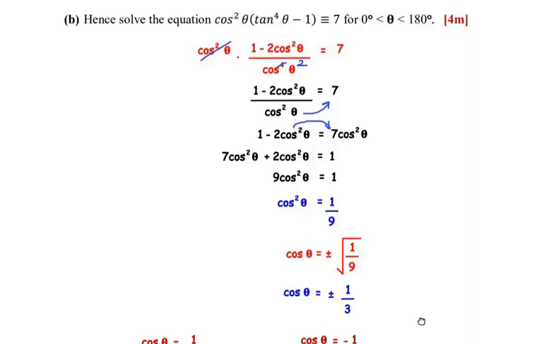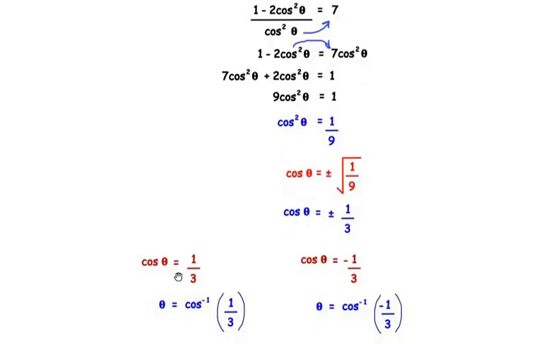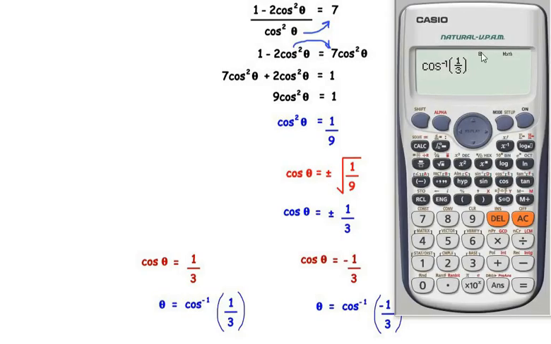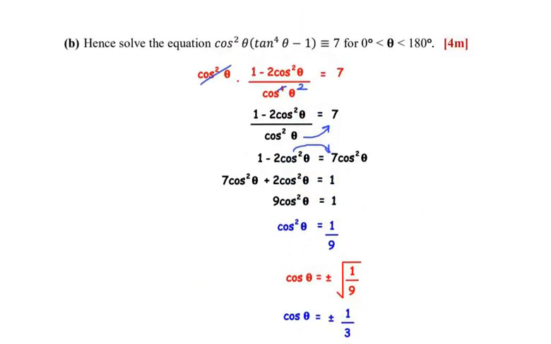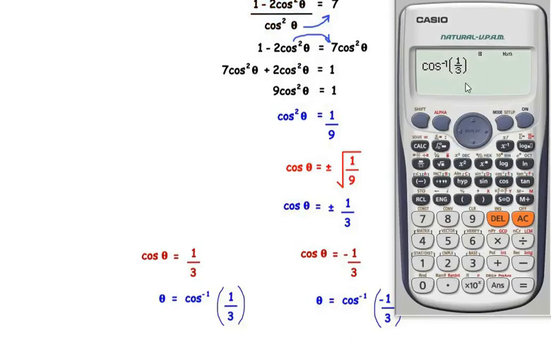So here we get two values for cos theta, that is cos theta equal to 1 over 3 and cos theta equal to minus 1 over 3. Now let us take cos on the other side of equal to sign. So we get theta equal to cos inverse of 1 over 3 and theta equal to cos inverse of minus 1 over 3. So let us see what is the first value of theta. Now make sure your calculator is in degrees mode, because in the question we had been given theta from 0 to 180 degrees. So here we get cos inverse of 1 over 3 as 70.528.